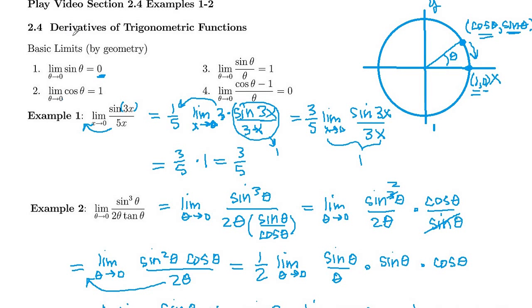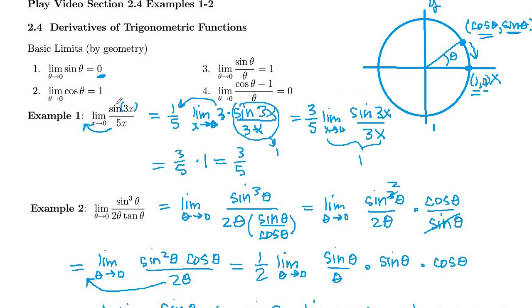So yesterday we were looking at these derivatives of trig functions, and we had some basic limits that were given by geometry. The limit of sine theta was 0, cosine theta was 1, sine theta over theta, that limit was 1, and cosine theta minus 1 over theta was 0. So any limit that you're given, you want to try and write it in terms of these four basic limits.